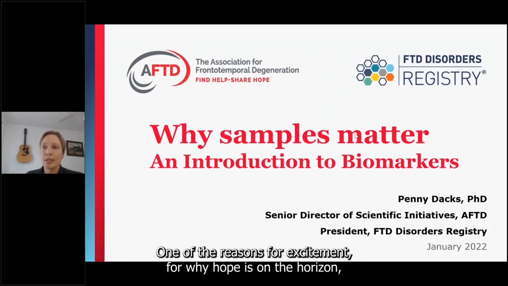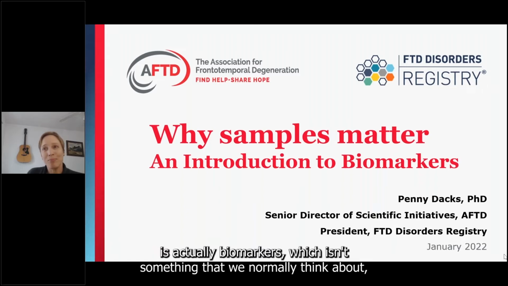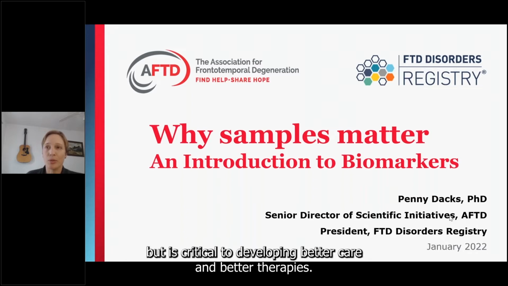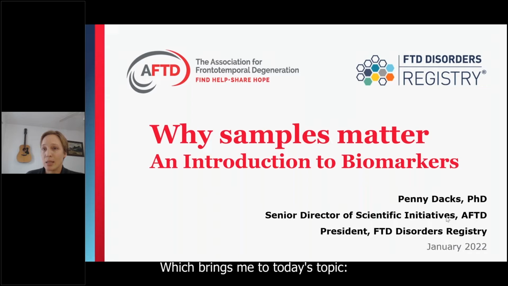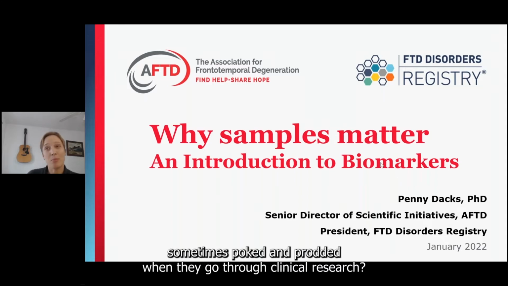So one of the reasons for excitement, for why hope is on the horizon, is actually biomarkers, which isn't something that we normally think about, but is critical to developing better care and better therapies. Which brings me to today's topic. Why do samples matter? And what are biomarkers? Why are they important? To frame it a little bit differently, why do people maybe feel like they're sometimes poked and prodded when they go through clinical research?